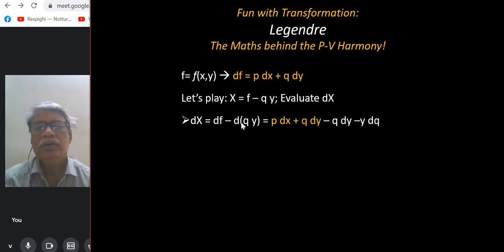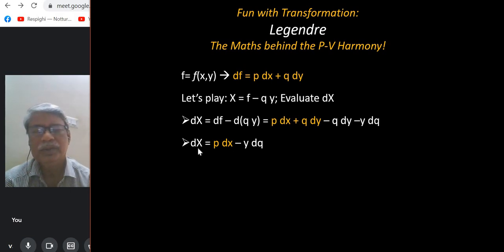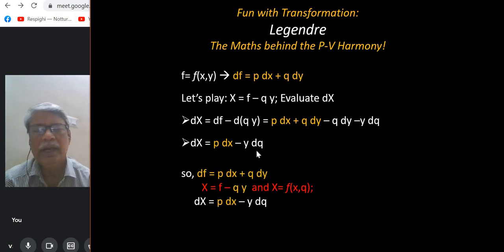Evaluate dX. dX is df minus d of qy, but df is p dx plus q dy, and d of qy is of course q dy plus y dq. So you see that q dy and q dy cancel out. So finally you get p dx minus y dq. So now you can say that yes, we have got a new function X, a function of x and q.